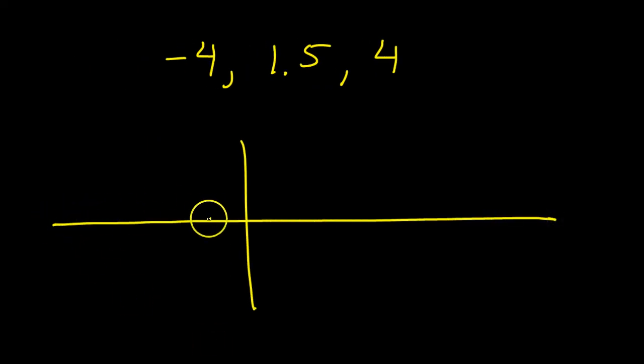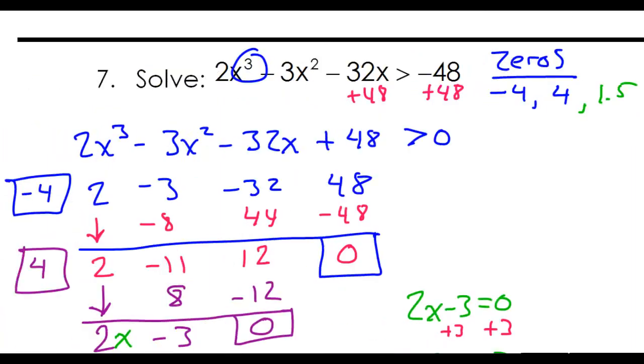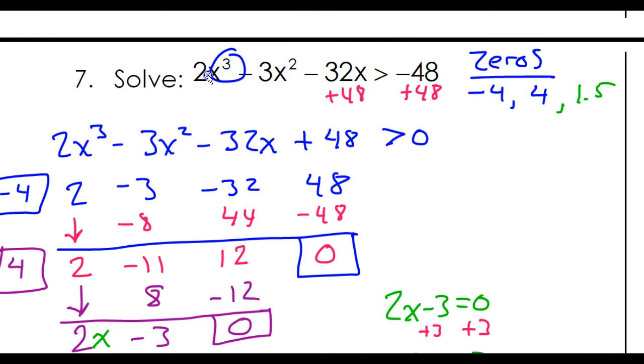If those are my zeros, then when I do my sketch, it might look like this. So let's see, negative 1, negative 2, negative 3, negative 4, so there's negative 4. Here's 1, here's 2, here's 3, and here's 4. So there's 1 and 2. So look at this. I have these 3 zeros. I have a 0 at negative 4, a 0 at 1.5, and a 0 at positive 4.